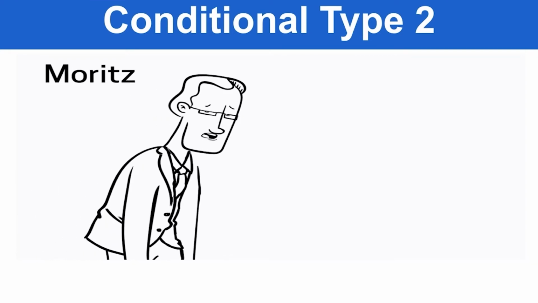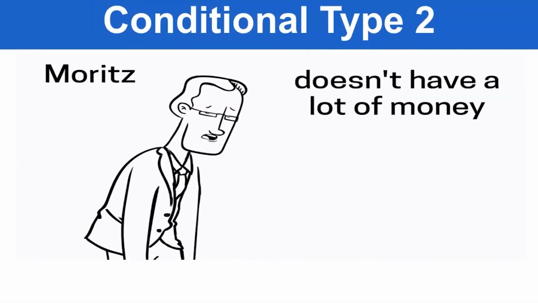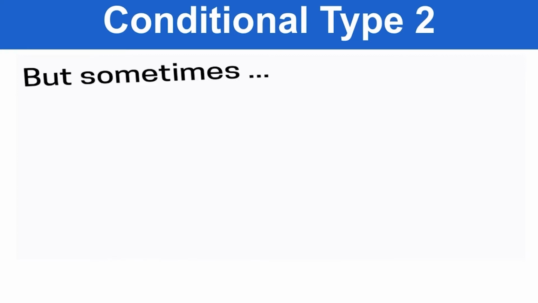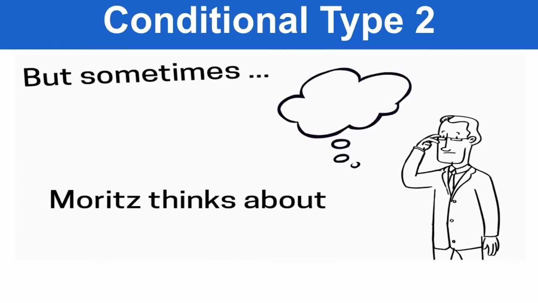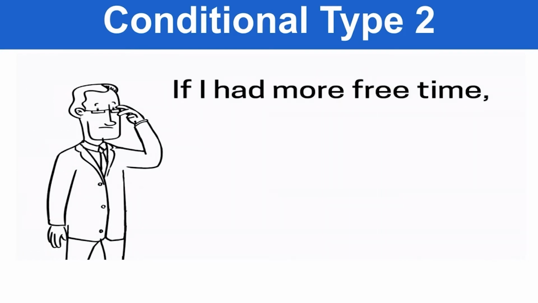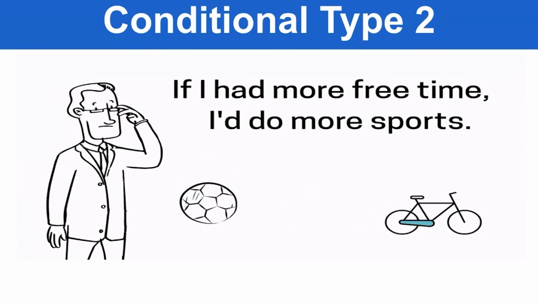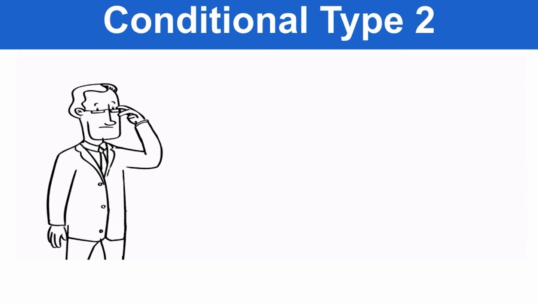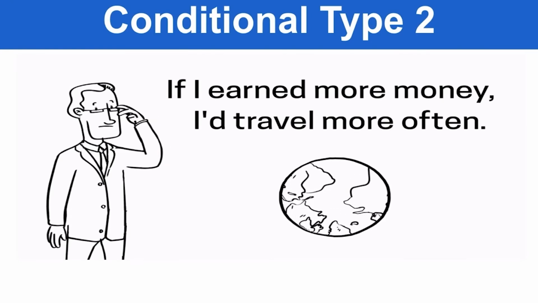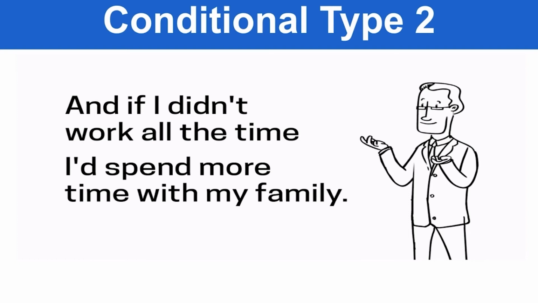This is Maurice. Maurice has too much work, and he doesn't have a lot of money. But sometimes Maurice thinks about hypothetical situations. If I had more free time, I'd do more sports. If I earned more money, I'd travel more often. And if I didn't work all the time, I'd spend more time with my family.